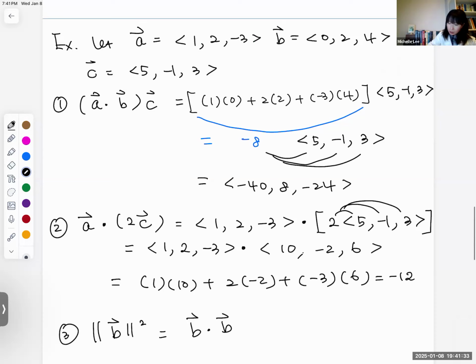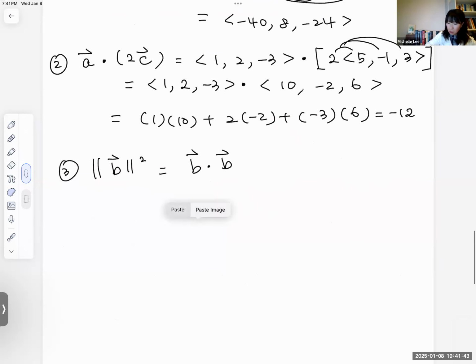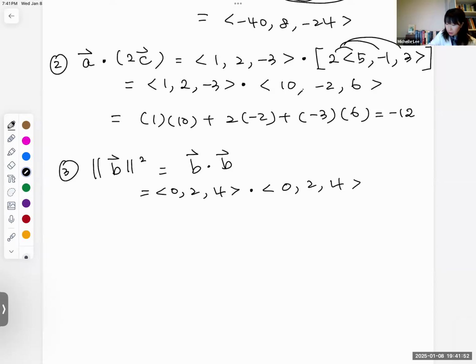Okay. So what is the vector? Let me copy it: 0, 2, 4. 0, 2, 4 dot product 0, 2, 4. So 0 times 0 plus 2 times 2 plus 4 times 4. What do you get? We get 20. Very good. Good job.